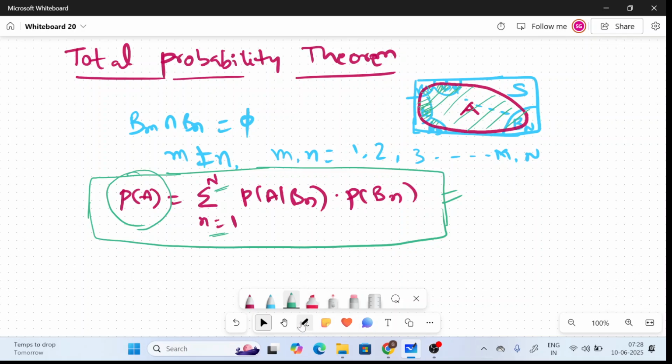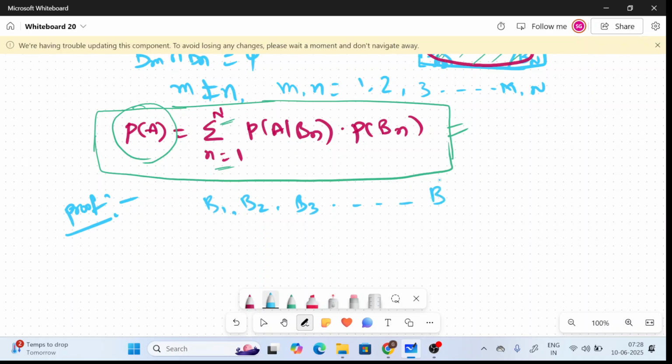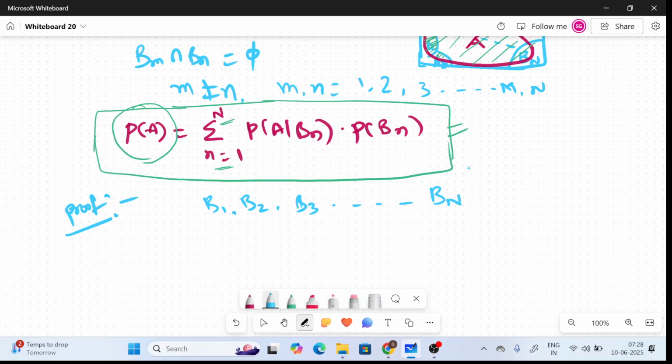So in order to prove this, we want to consider the following. Under the proof, let B1, B2, B3 all together be present on a sample space. So on a sample space, all these are B1, B2, B3, B4, and so on. How many such events? These are mutually exclusive. If I add all of them together, what are you going to get? You are going to get the total sample space.